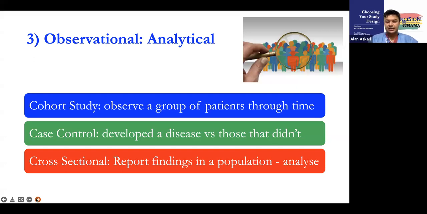Cross-sectional studies, as we said, can be descriptive and also analytical. In this setting, when you're talking about analytical observational studies, you are not just reporting the findings in a population, but you're also using statistical analysis to compare one part of that group to another.